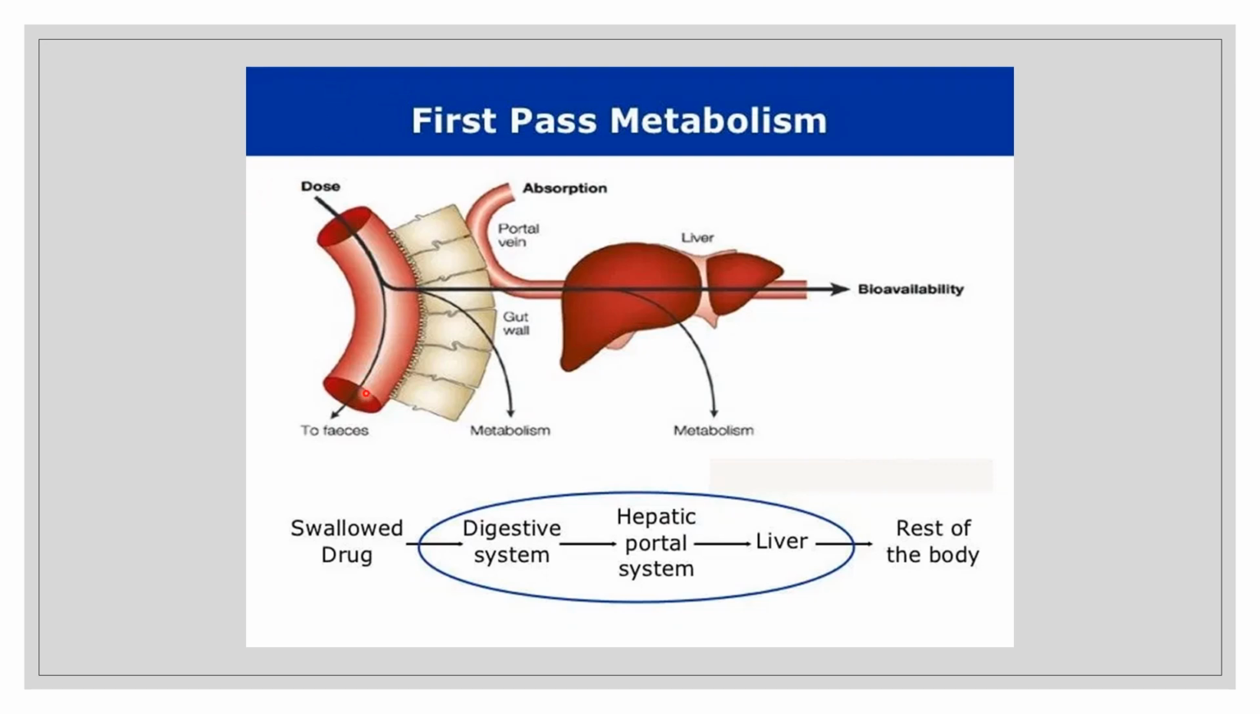So we have here our GIT, our gut wall, our portal vein, and the liver. As you can see, this diagram shows the pathway that an orally administered drug passes through before it reaches the systemic circulation, or before it will be bioavailable in the body. The swallowed drug will pass through the digestive system, and in the digestive system, the drug will undergo metabolism.